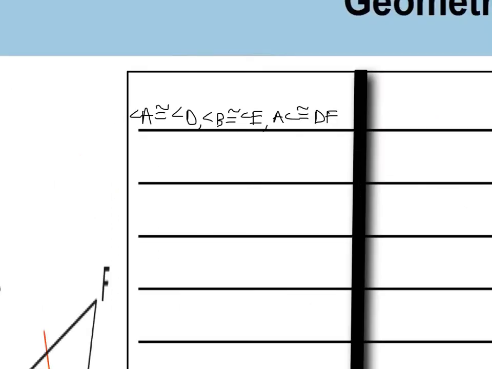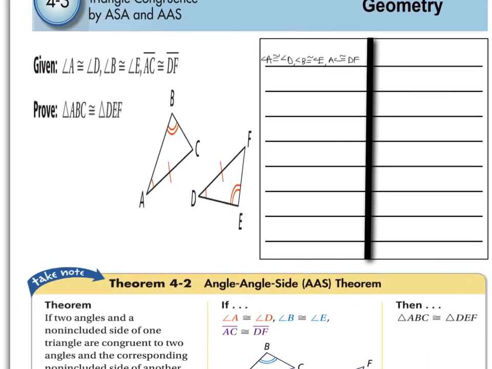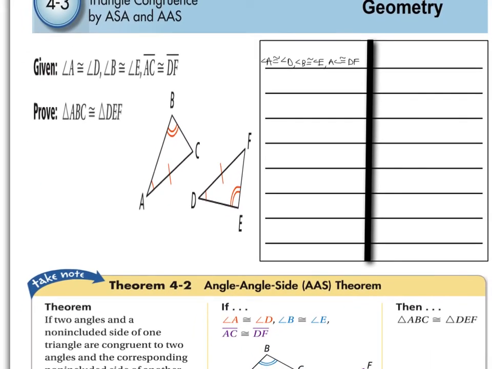Now, as we look at this second one on the next page, I want you to hit pause, go ahead and see if you can figure this one out and write this proof on your own. I will tell you it is a 3-step proof, so you know how many steps are in it. Hit pause, work it out, and then we'll look at it.